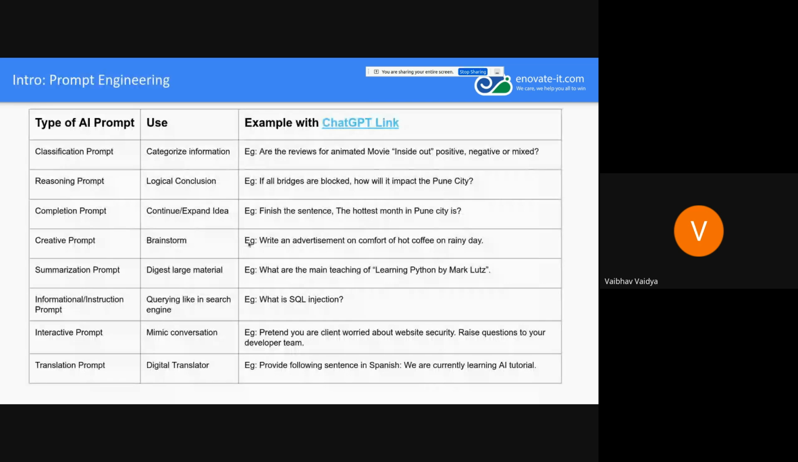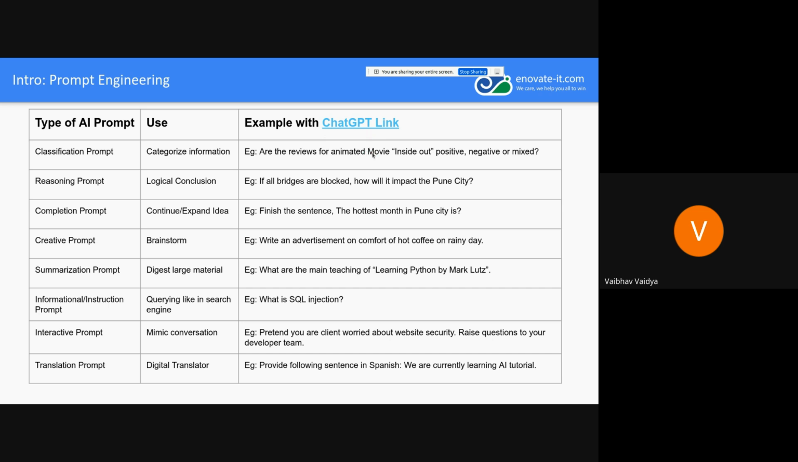Here are a few examples of different types of prompt engineering. In this slide, you'll find there are links, for example this ChatGPT link. These links are clickable and shared, so they are not relevant just to my profile.